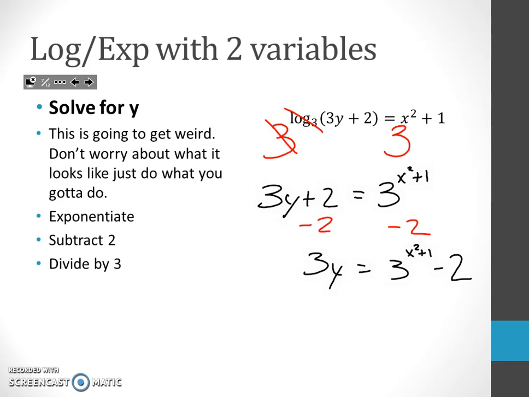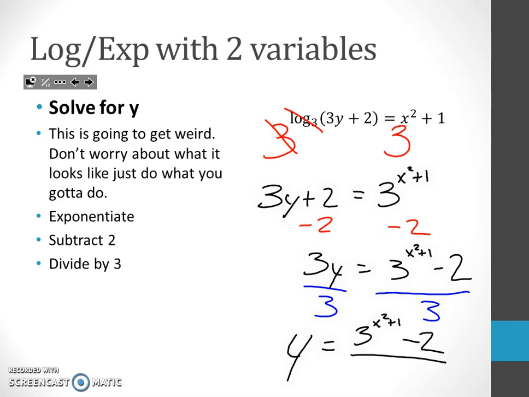Okay? Getting y by itself, last step. Divide by 3. Divide everything by 3. That gives me my final answer, which is y equals (3 to the x squared plus 1 power minus 2), all divided by 3. Should I try and cancel something to simplify on the right side? No, leave the right side alone. That right there is your final answer. Okay? Looks weird. I know, okay? But that's what they're going to have you guys do on your test. It just specifically says to solve for y.